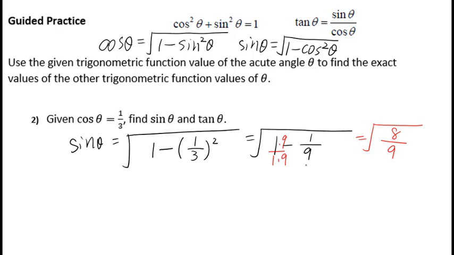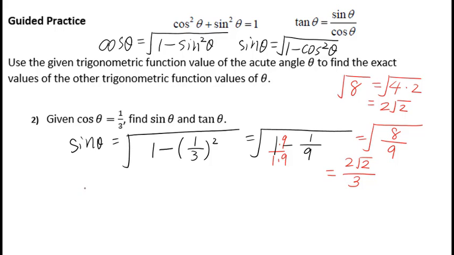Over 9. The square root of 9 is definitely 3. For the square root of 8, it can be divided by 4. So we do 4 times 2. The square root of 4 is 2, so we get 2 square root of 2.